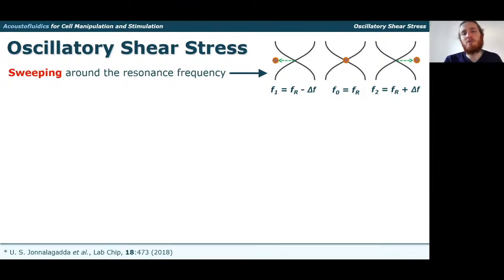In many of the applications reported before, devices were run at a fixed resonance frequency. In some cases, it's also possible to sweep the frequency around the resonance frequency, over a range delta F. For example, from F1 equal to the resonance frequency minus delta F, all the way to F2 equal to the resonance frequency plus delta F, which passes through the resonance frequency. This type of frequency modulation leads to perturbations of the acoustic energy density field within the fluid cavity of the resonator, which in turn leads to a lateral displacement of a single cell or a cell aggregate. So it can be used as a convenient way of generating oscillatory types of shear stress.